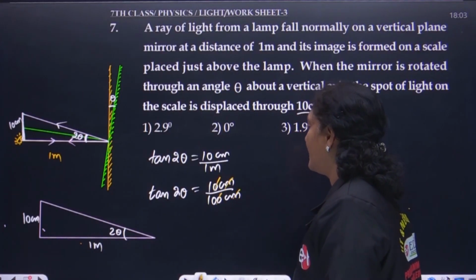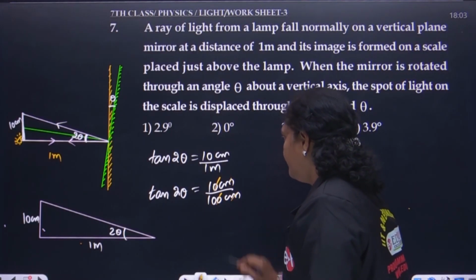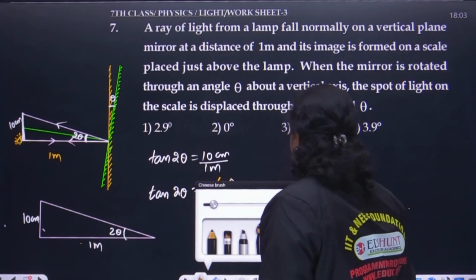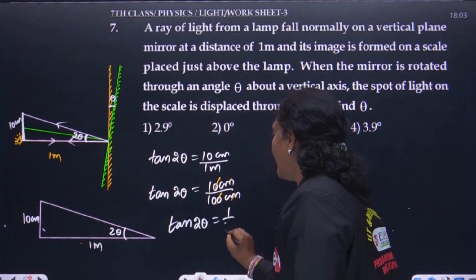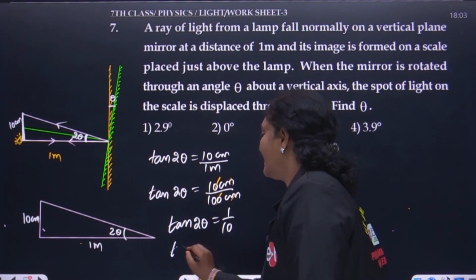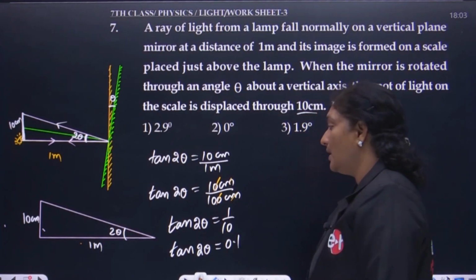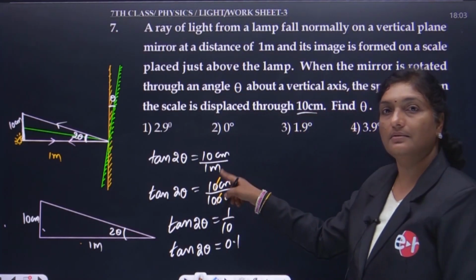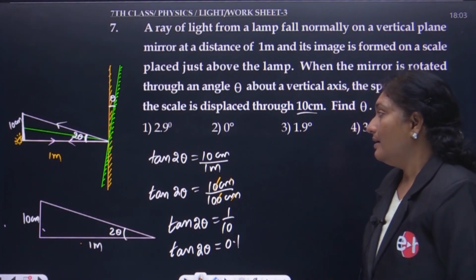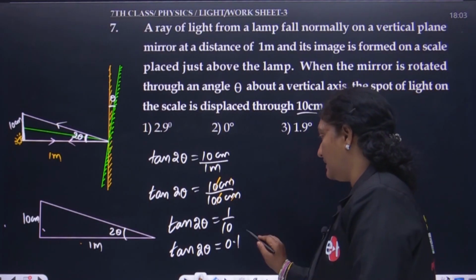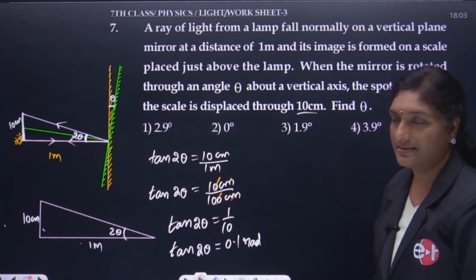0 and 0 get cancelled, since they have the same units. Then what are you left with? Tan 2 theta is equal to 1 by 10, or tan 2 theta is equal to 0.1. Children, as it is the quotient when the distances are cancelled, the units will be radians. You will get it in radians, not in degrees.